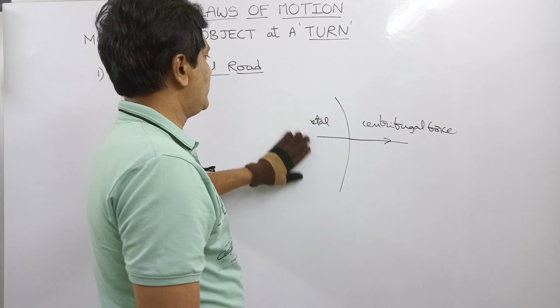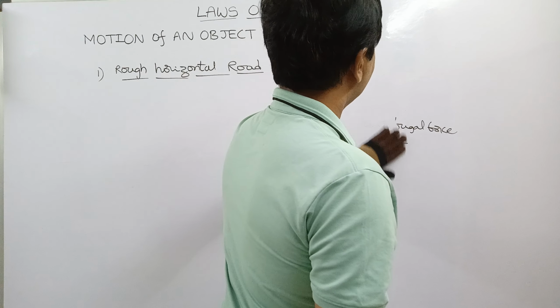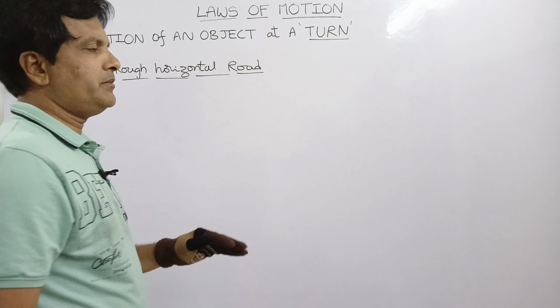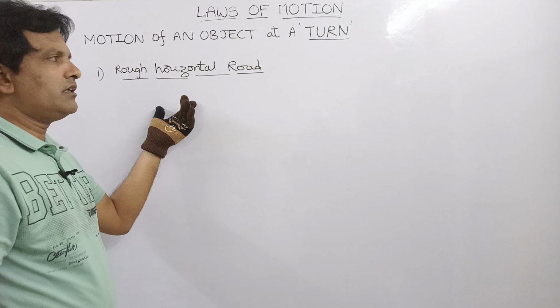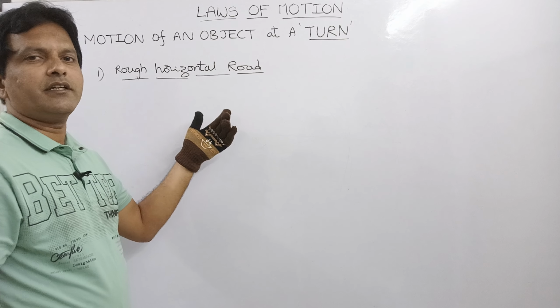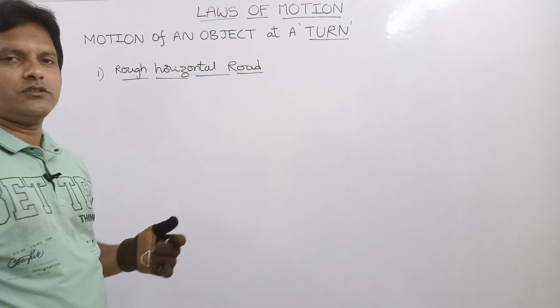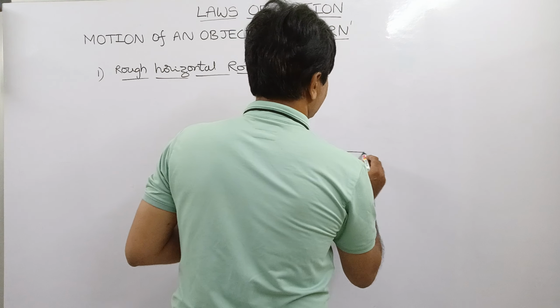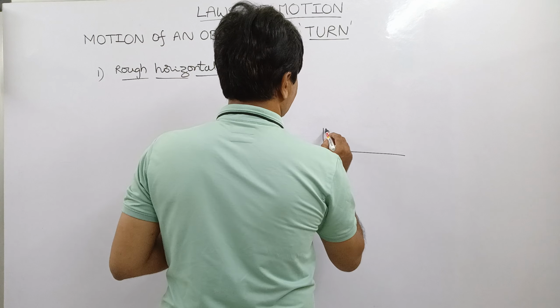This study related to circular motion will have this concept applied to an object or a vehicle moving on a rough horizontal road. So we will see what are the things we need to observe.